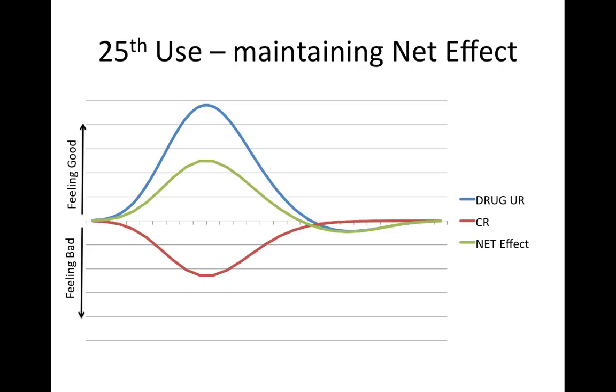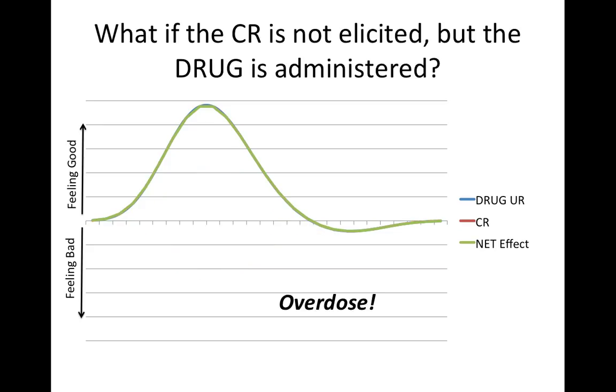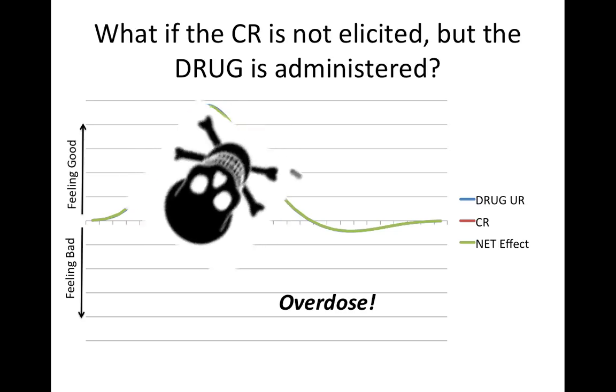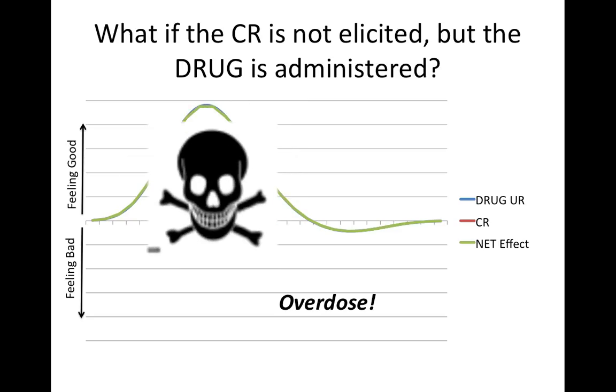Okay. Now, what happens if the drug CR is not elicited, but the drug is administered? And the answer to that question is we see an overdose. We often hear about people who take drugs in a new environment or a new situation. The conditioned response is not elicited. The drug is administered in the dose that they normally use in their ritualistic situation. And what does it do? It produces an overdose.